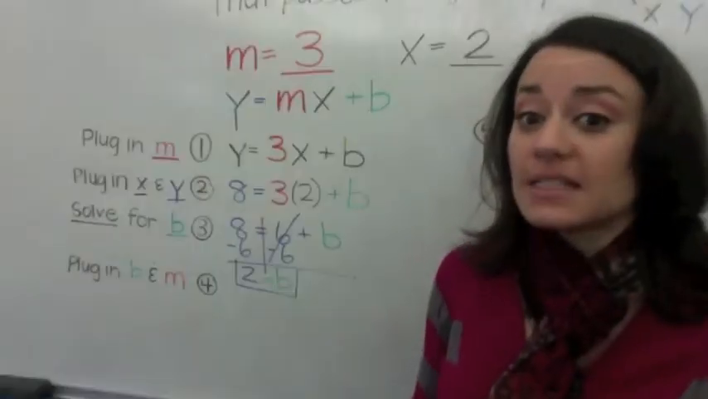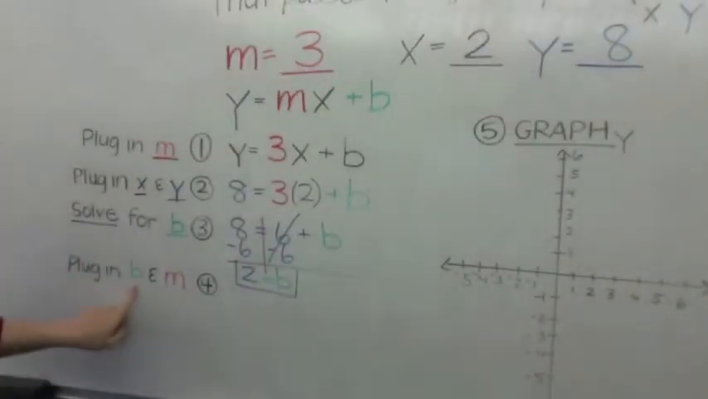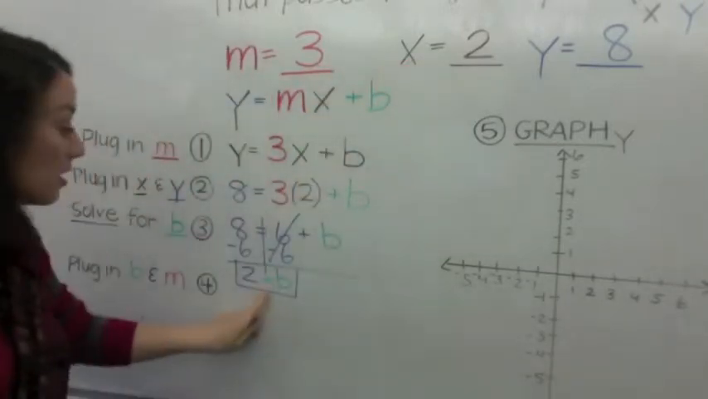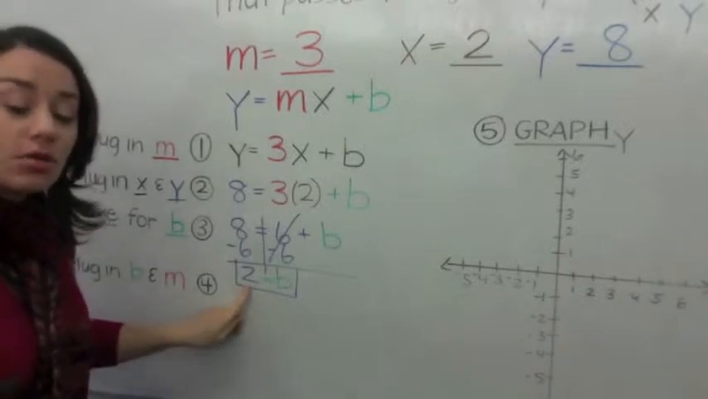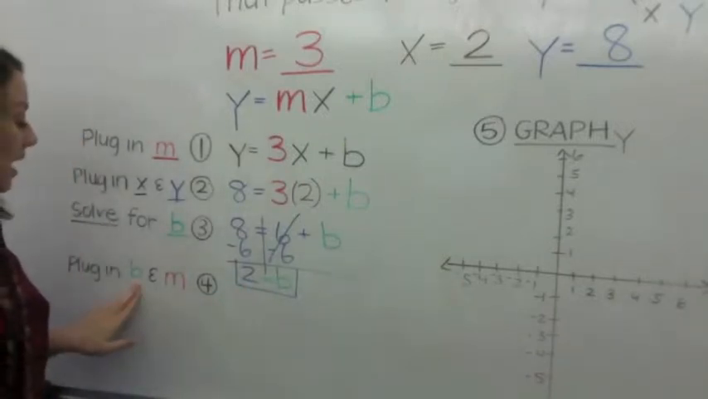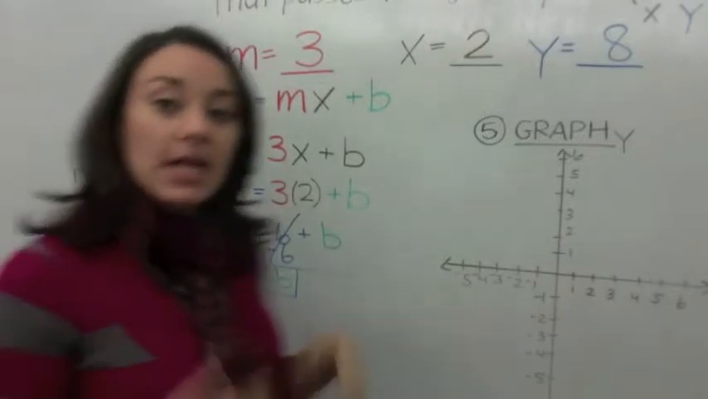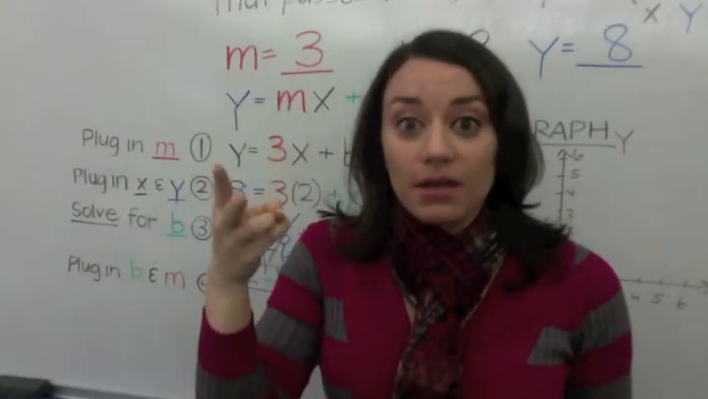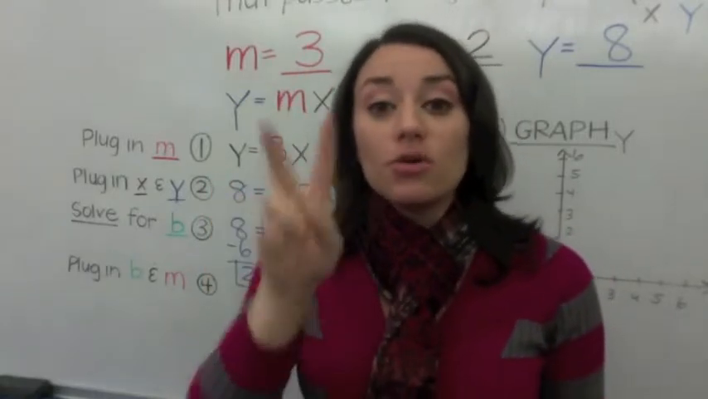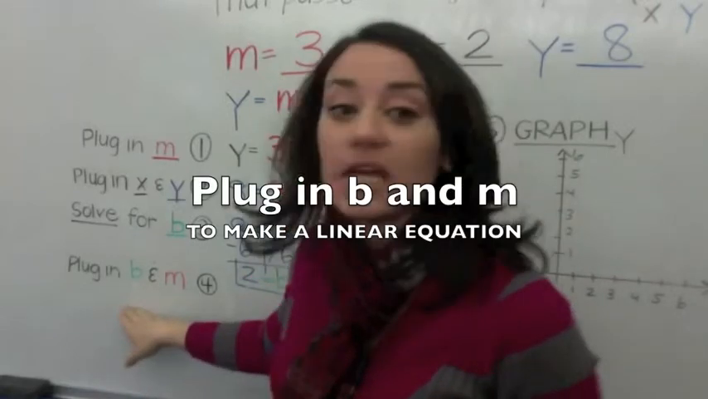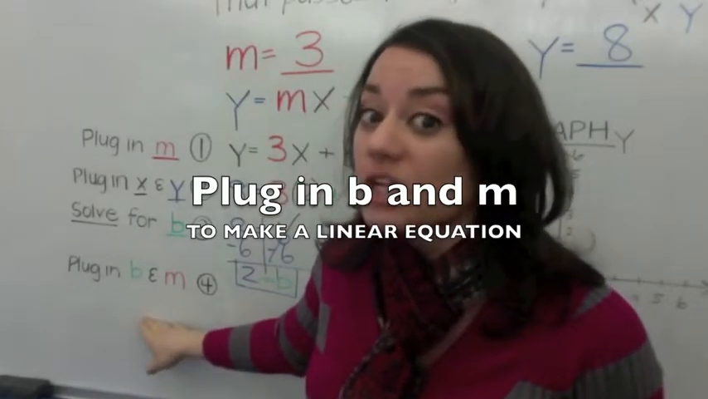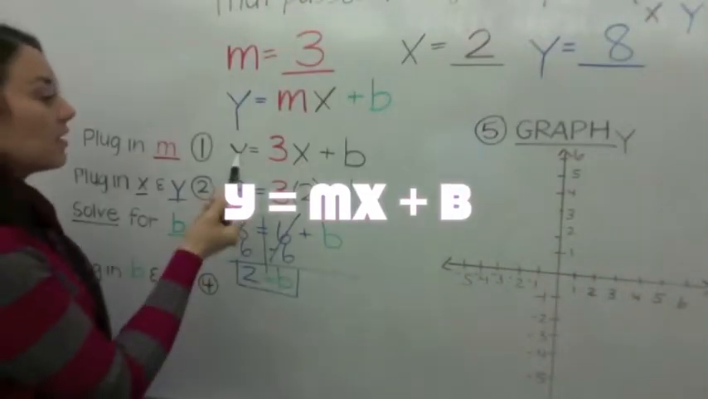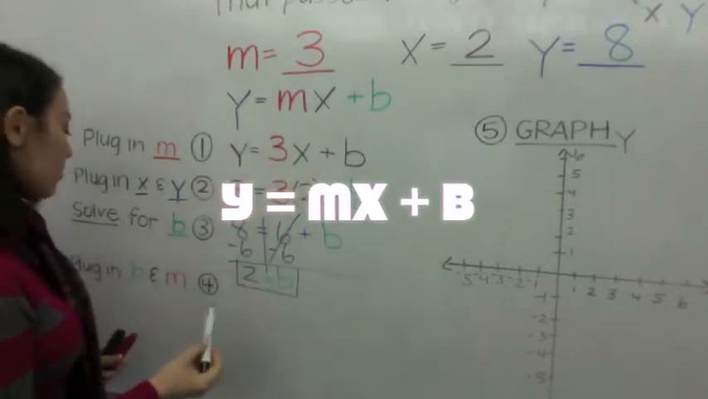So the last step is to plug in b. Now, what is b again? b is the y-intercept. We just found b. b equals 2. So we're going to plug in b, and we're going to plug in m, because just like you look for the slope and the y-intercept when you go to graph a line, those are the two variables that you need to make a linear equation. What kind of equation? A linear equation. Very good. So you have to remember this equation, y equals mx plus b.